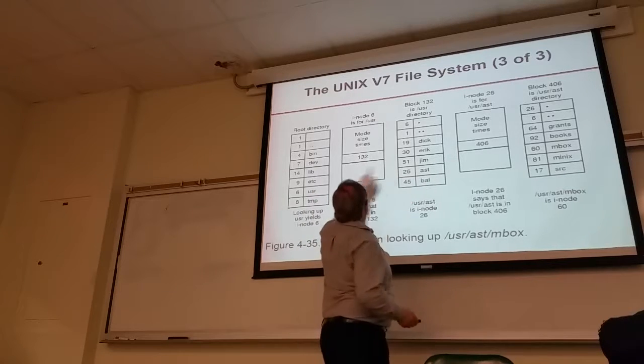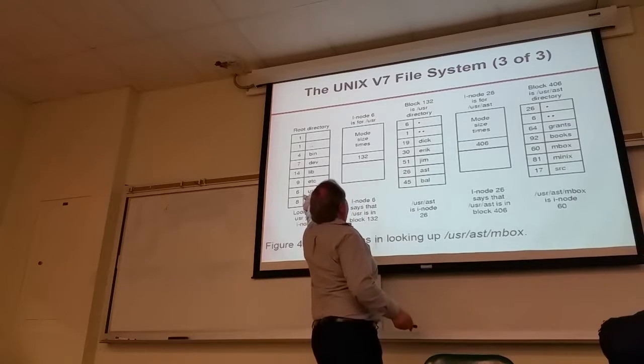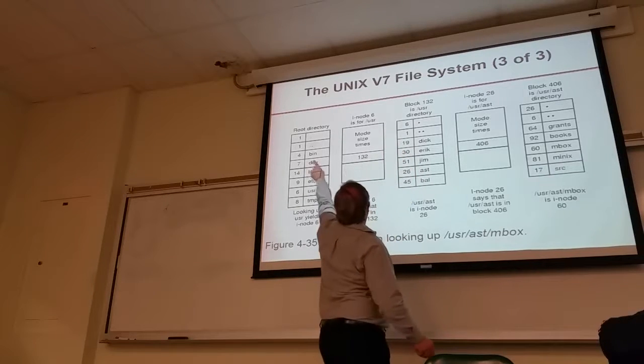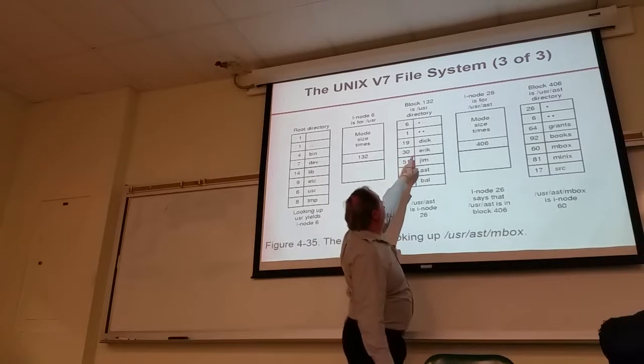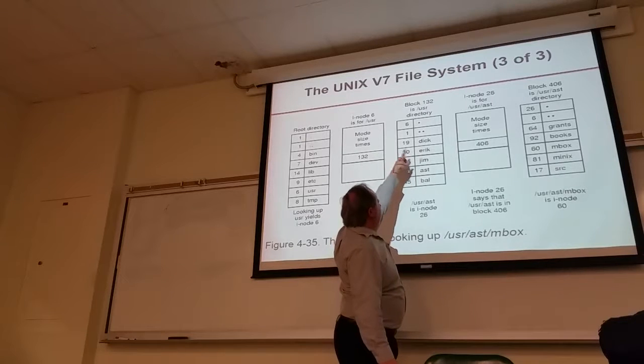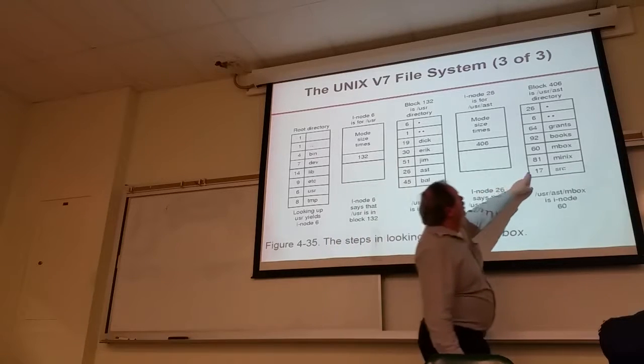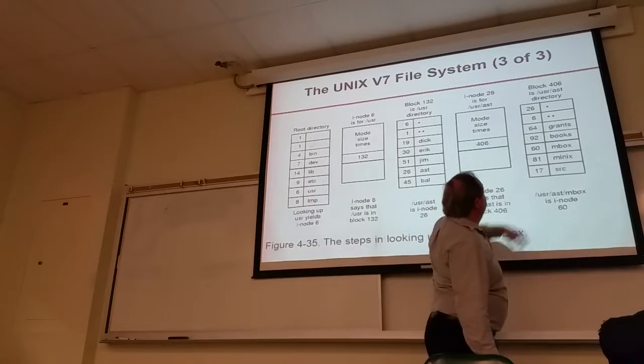Same thing in slash user. Slash user was 6, so there you see 6 is self, parent is 1. So you can see it really works. And then it has these files with these inodes for each of these files. Okay? And then we have this user AST.